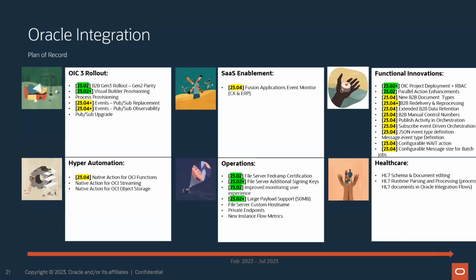You will see process provisioning here. This is the final tool in the toolkit, so to speak, the Gen 2 toolkit that we need to have in Gen 3. That is not yet there, but it is on our roadmap for within the next two releases. So at that point in time, and we're looking here at 2306, which would be the June timeframe, all of the components that you have in OIC Gen 2 Enterprise Edition will be available in OIC 3.